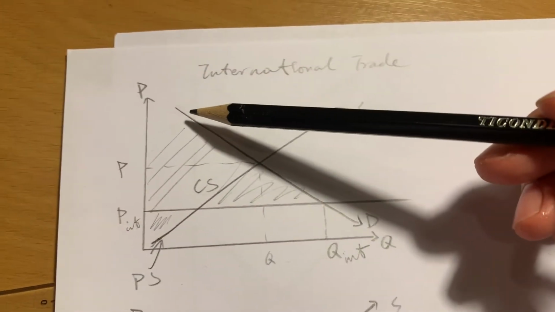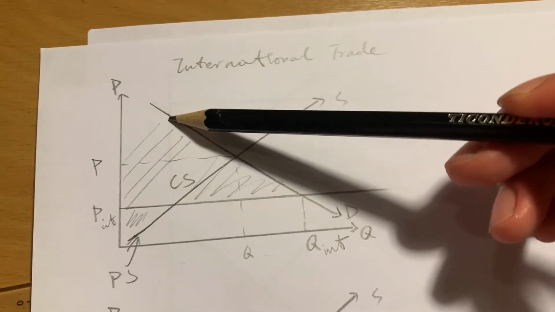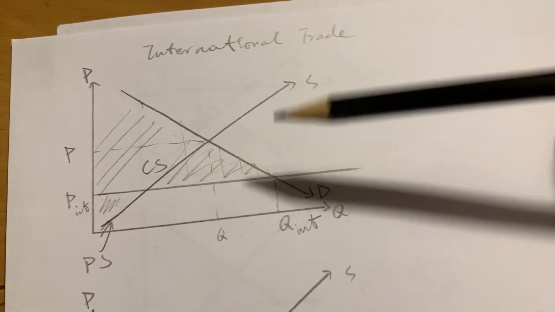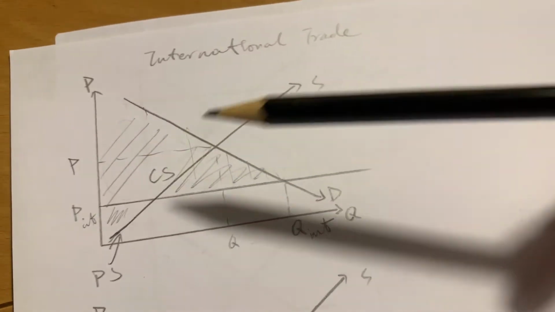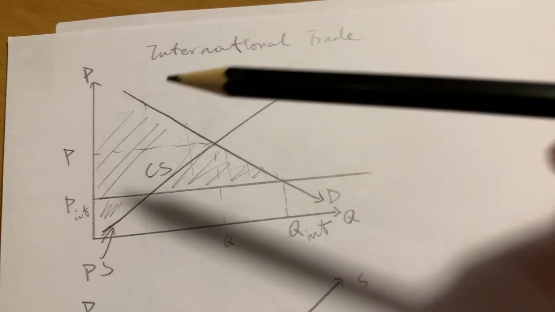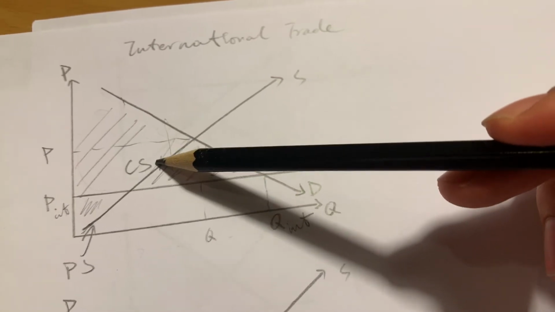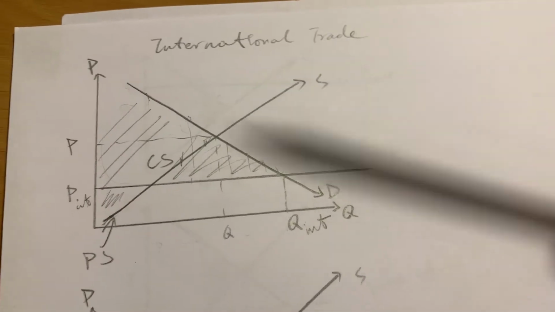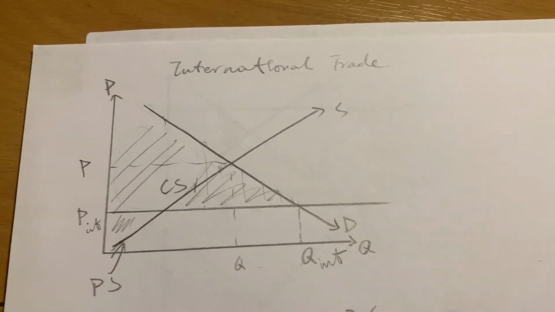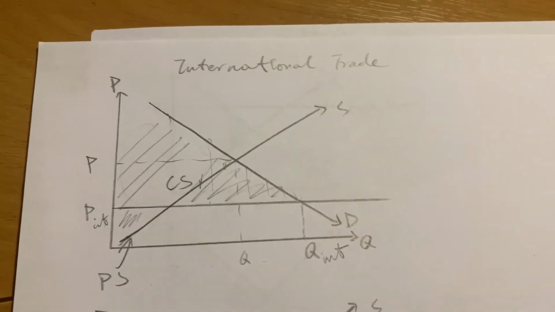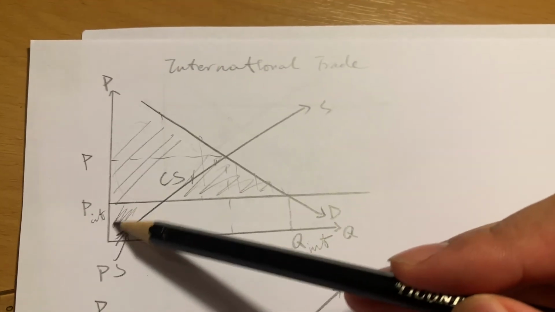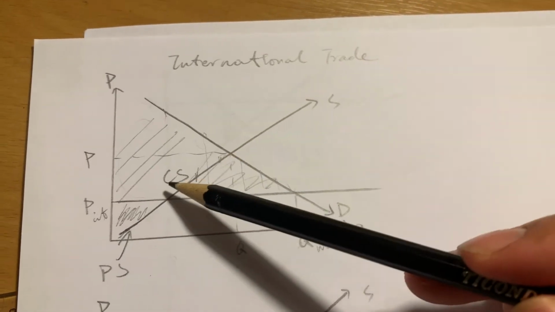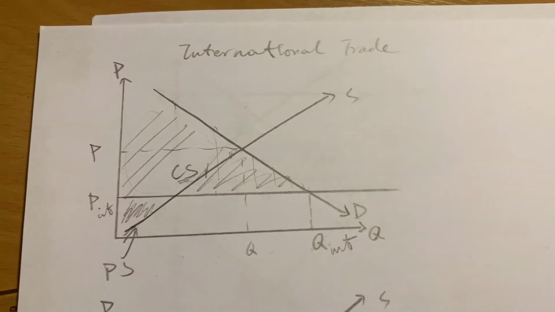Since the people are willing and able to pay till this point, this whole part will be the consumer surplus, because compared to the price here, they are more willing to pay the lower price, which is the international price, to buy the same identical goods. So therefore, this small area will be the producer surplus, and this will be the consumer surplus.